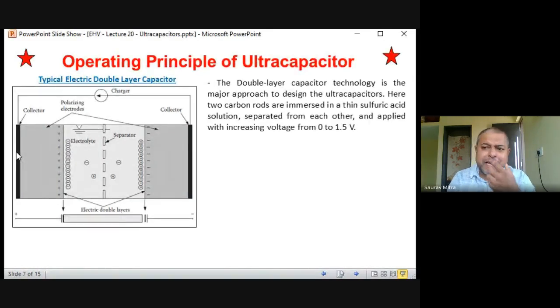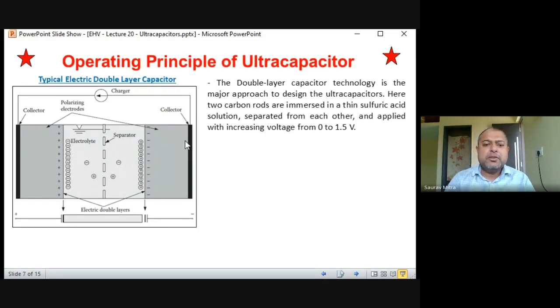Collectors are nothing but a metallic plate kind of thing. So first there is the collector, then there is the polarizing electrode, and after that comes the electrolyte. The electrolyte has a separator because it separates the positive and negative ions. You can check here like this.